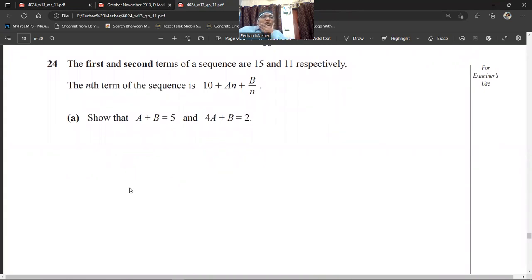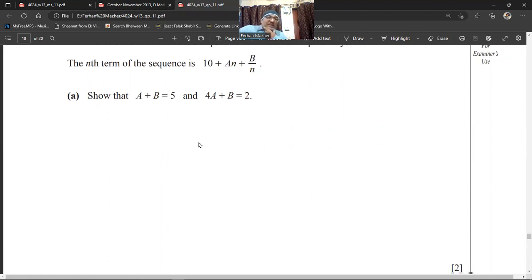Question number 24 is showing up on your screen. The first term of a sequence is 15 and the second term of the sequence is 11 respectively. The nth term of the sequence is 10 plus an plus b by n. That's the formula for the nth term. Show that a plus b equals 5 and 4a plus b equals 2.